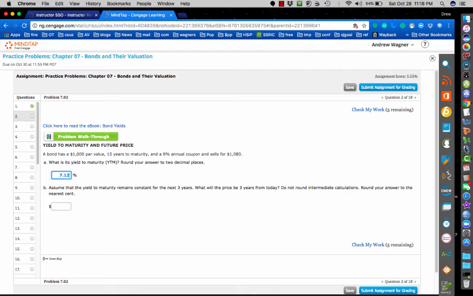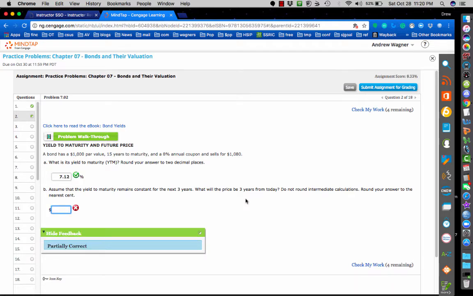And if the yield to maturity is the same 3 years later, what would the price be 3 years later? Well, there we're just going to take 3 years off of 15. So change N to 12 and compute the price. We get 1,069.84.